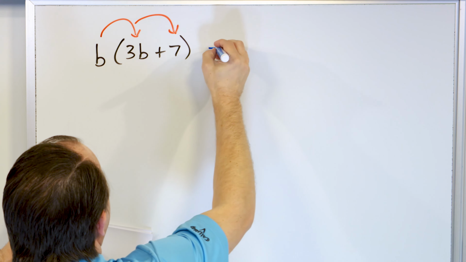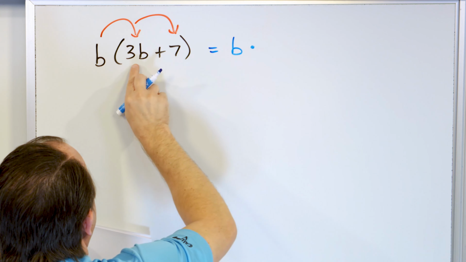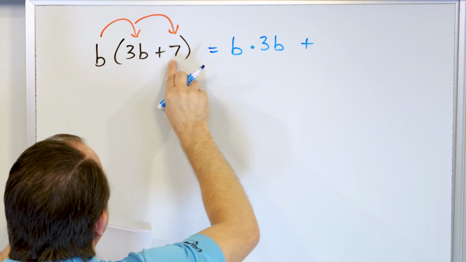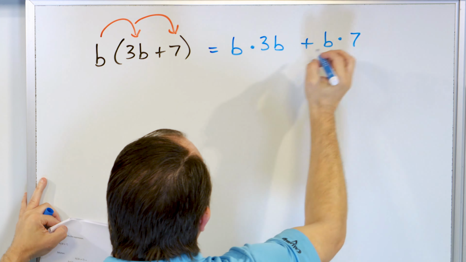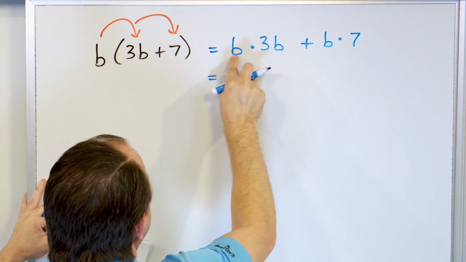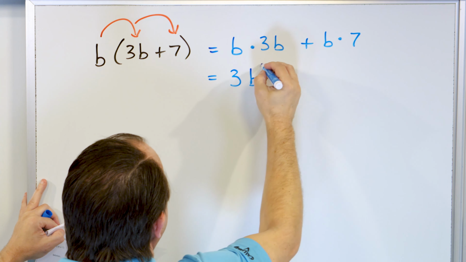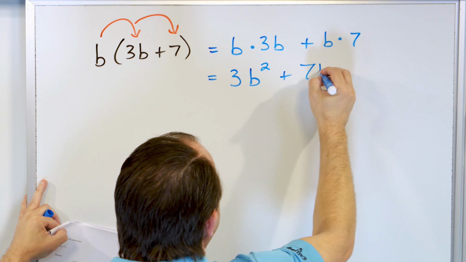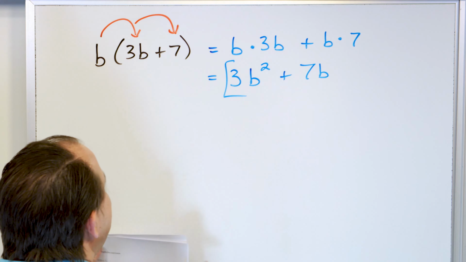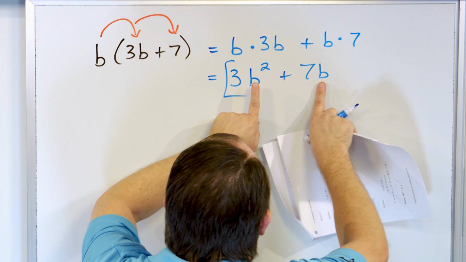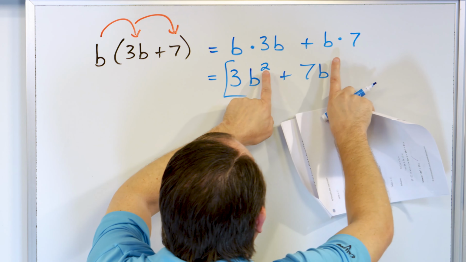So what do I actually have? I have b from the outside multiplied by the first thing, which is 3b, linked with a plus sign, then b times 7. So what do I have? I multiply the numbers here, but there's only a 3, but then the b is still multiplied by the b, which is b squared. And then b times 7 is, we always write the number first, 7 times b, and so that's it. I cannot combine this with this because this term is different than this. B squared is different because the exponents are different.